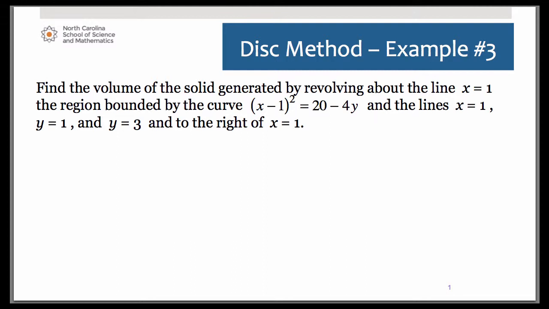So if you take a look at the problem, we are trying to find the volume of the solid generated by revolving about the line x equals 1, so that's our axis of revolution. The region bounded by the curve (x minus 1) squared equals 20 minus 4y, also bounded by the lines x equals 1, y equals 1, and y equals 3 to the right of x equals 1. That's a lot to take in.